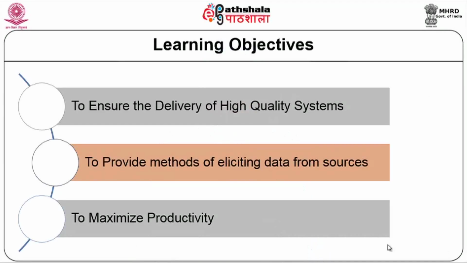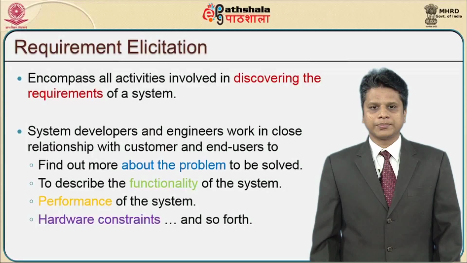So the learning objectives for today's session include: we have to ensure delivery of high quality systems. For delivery of high quality systems, initially we have to understand the end user requirements. We collect requirements from different stakeholders also, so that it becomes more quality centric, and we avoid the gaps between the end users and the developers. Then, to provide a method of eliciting data from different sources. Basically this is done to maximize productivity. Those are the three main objectives with which we are concentrating on this requirements elicitation process.